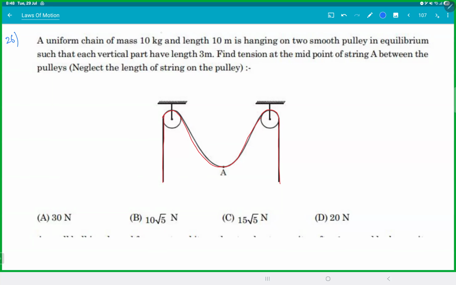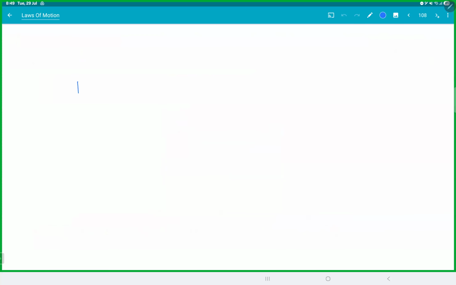Now see, 10 meter has a weight of 10 kg. So 3 meter will have a weight of 3 kg, right? So if you take the left side hanging part, let this point be, let's call it B. So here, this is the tension at B. And here your weight will be 30 newtons because it's 3 meter, so it will be 3 kg. So tension at B will be 30 newtons.